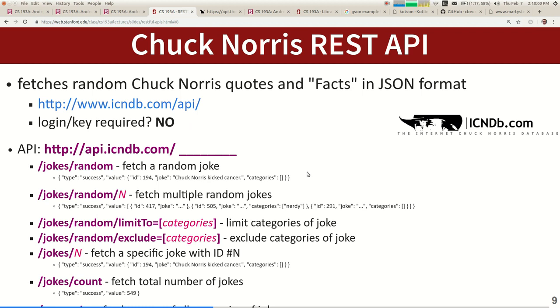So yeah, there is a Chuck Norris API. I cannot imagine a serious use of this, which is perfect. So let's do it. So what does this thing do?